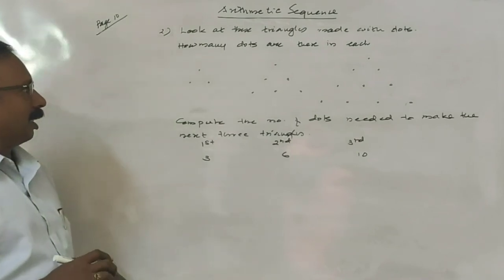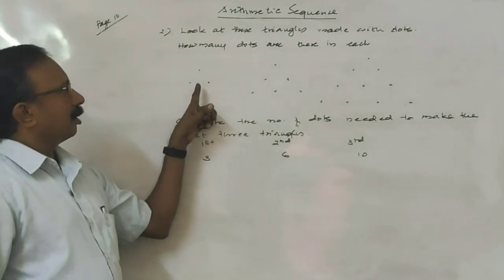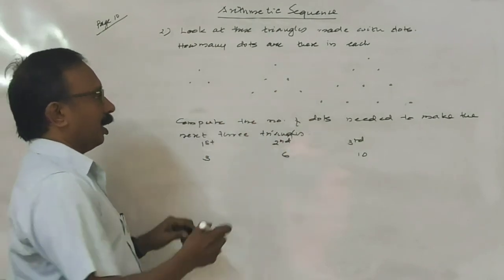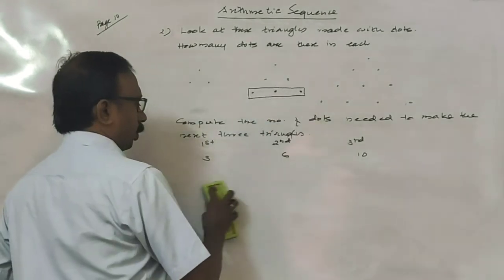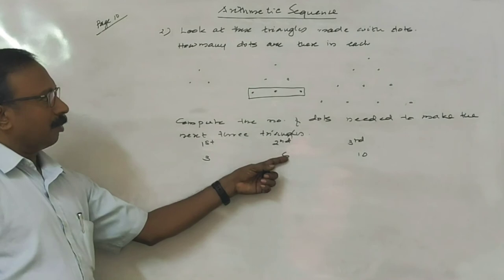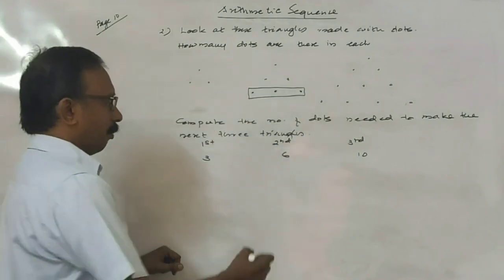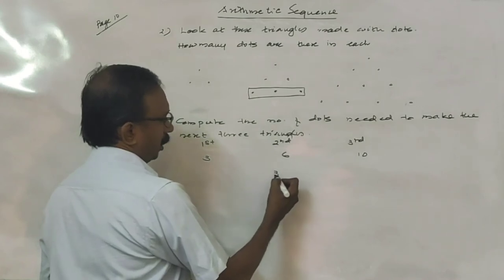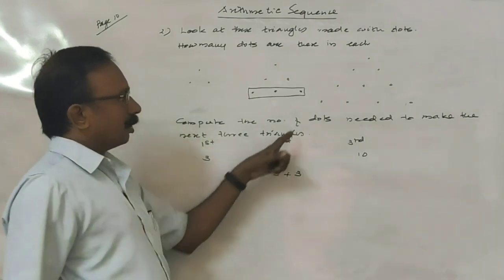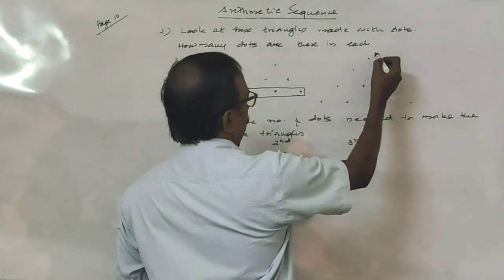Now the number of rods: one triangle has 3 rods. Second triangle, 3 plus 3 rods, an additional 3 rods. One triangle, the number of rods is 3. Another triangle, the number of rods is 3 plus an additional 3 rods. So 3 plus 3. Another triangle, 3, 6.